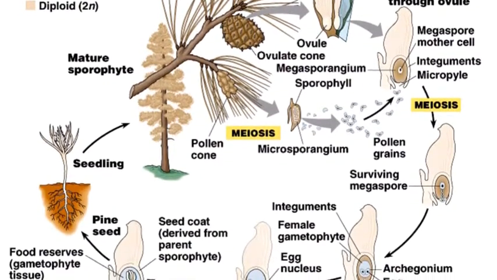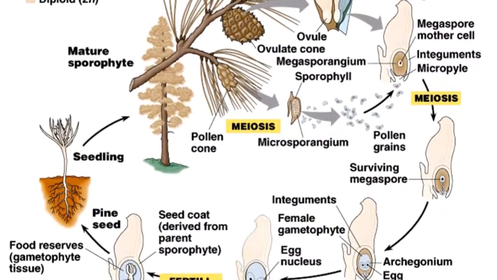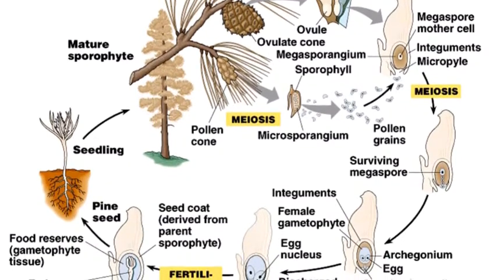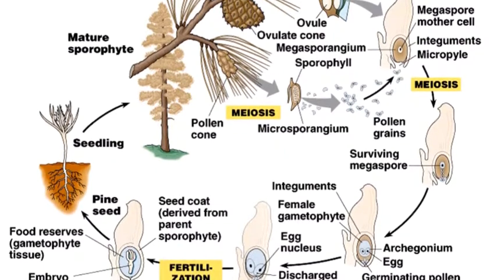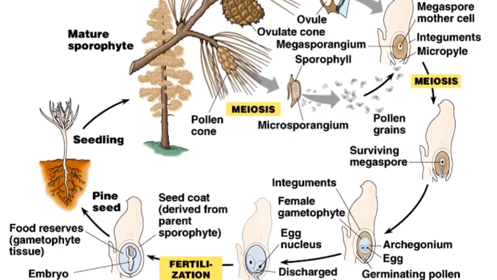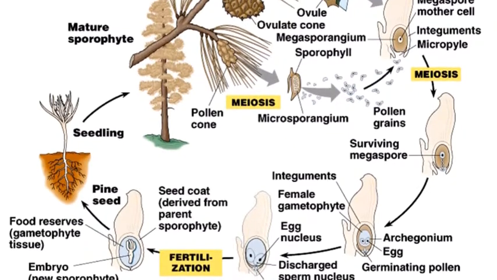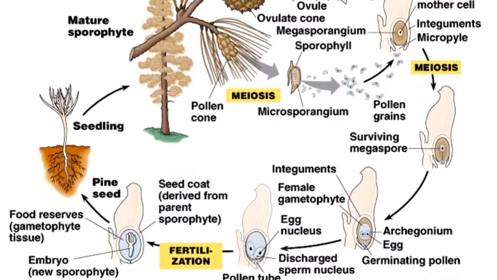The megaspores has 2n cells. The pollen goes through the tube into the megasporangium. They fertilize. They create an embryo, 2n, and a seed with a wing for dispersal, forms a sporophyte, and it starts to grow the mature pine.